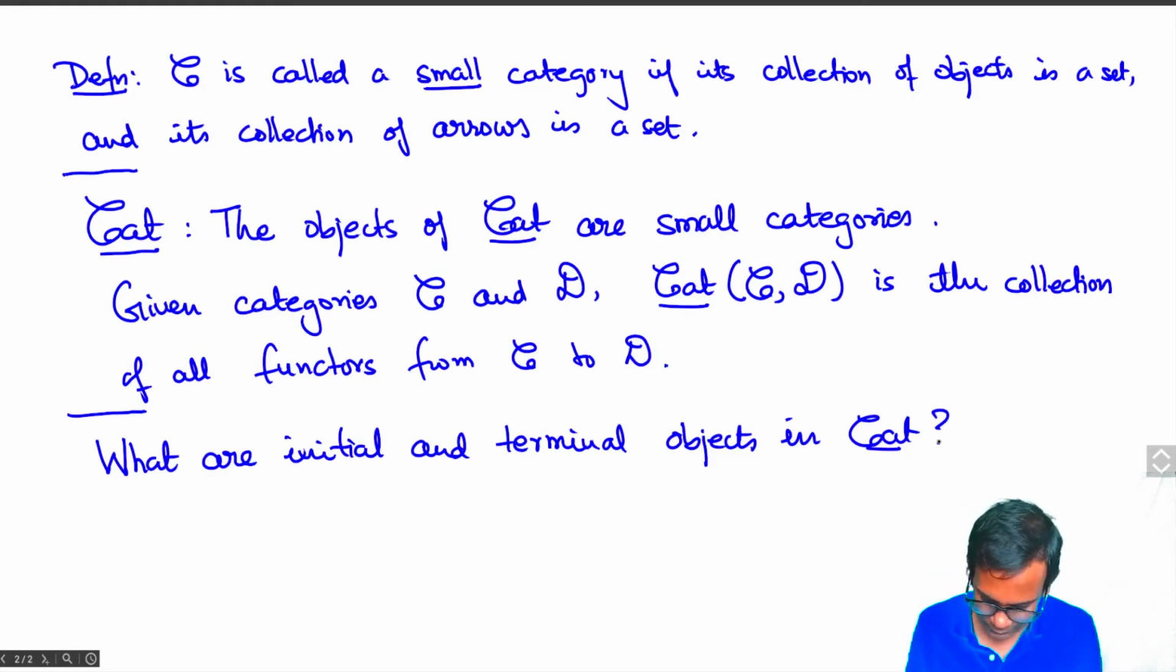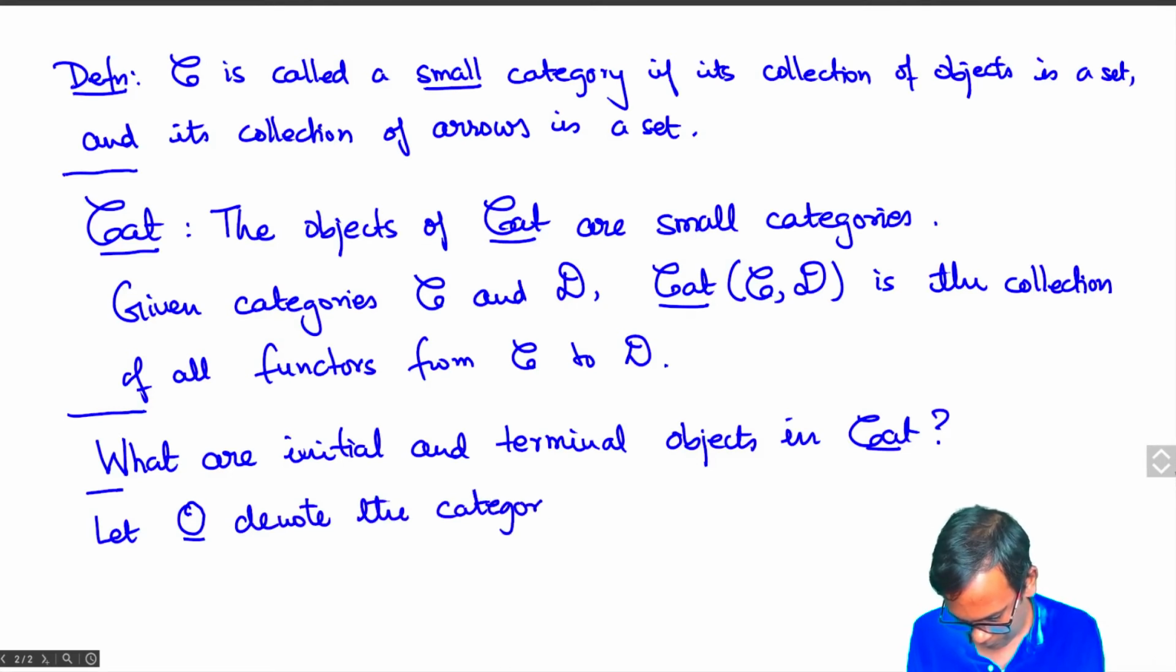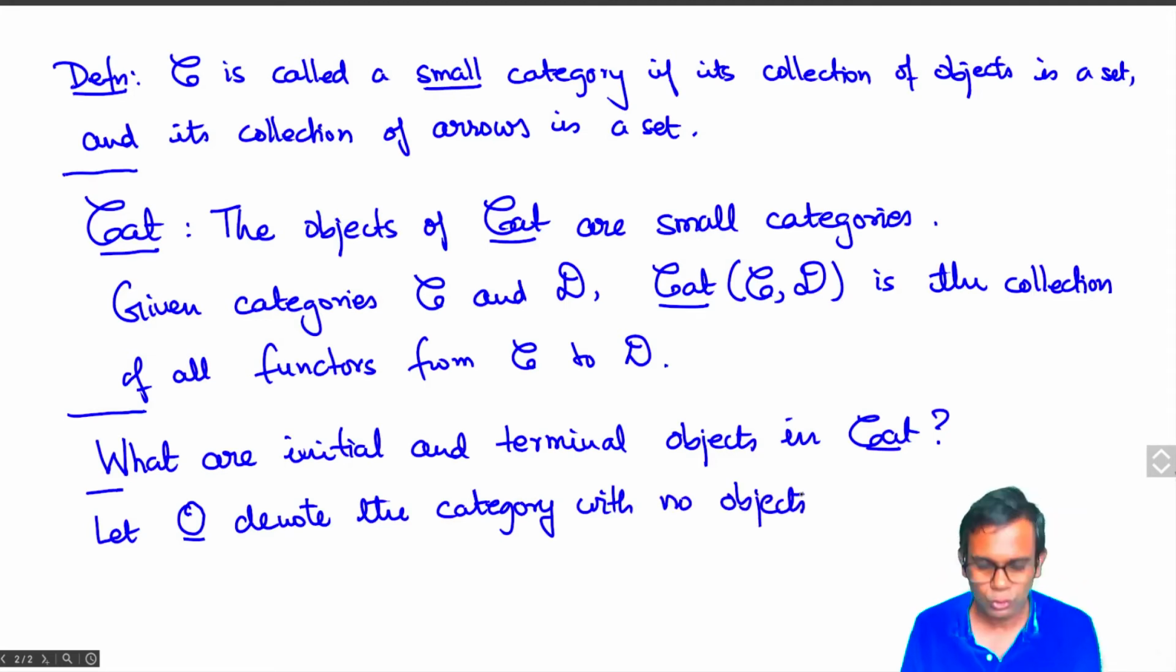But here's the answer. There's a category which I'll denote by underlined 0, the category with no objects and hence no arrows either because there are no objects. And this is an initial object in Cat.